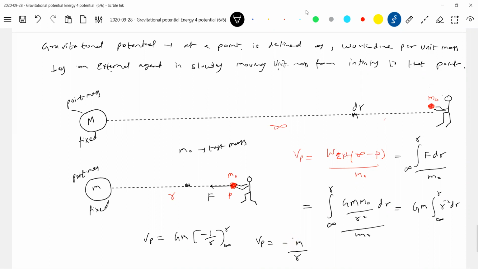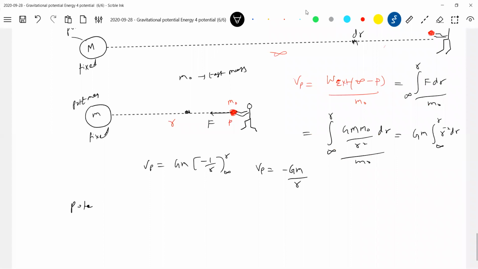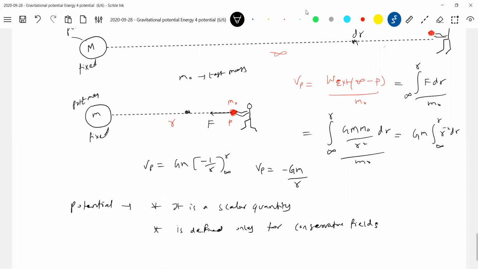Because whenever a field is conservative, we can define it. So what is this? Potential. What are the features? It's a scalar quantity. It can be positive or negative, but it's a scalar quantity. That's the one thing. Next, it is defined only for conservative fields. There's one more condition. Like this, the idea of the gravitational potential is introduced.